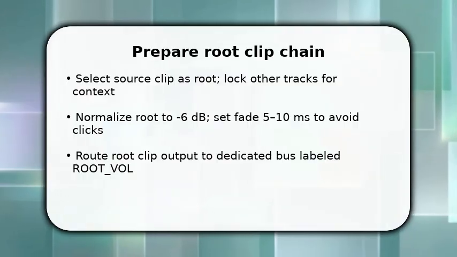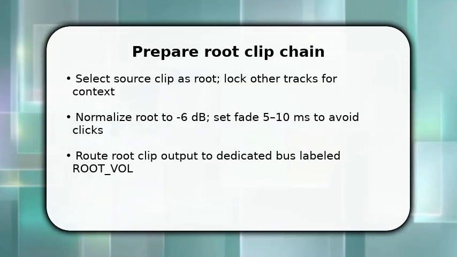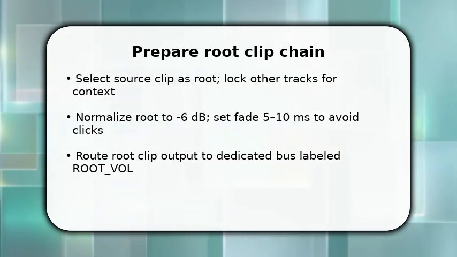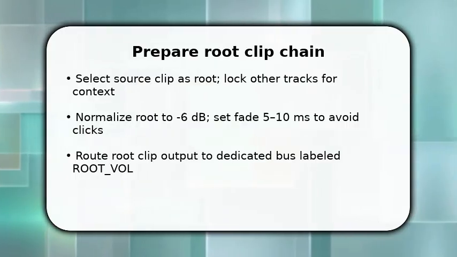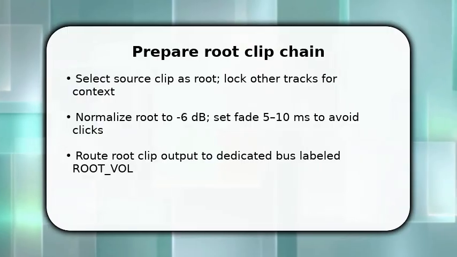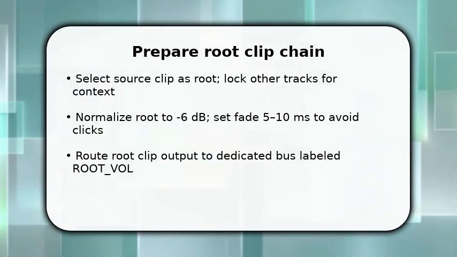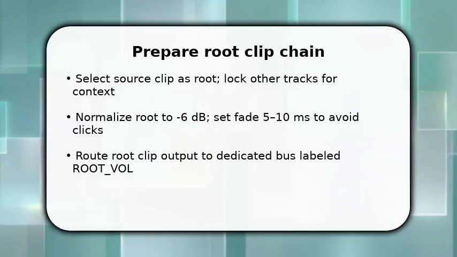You start by choosing one clip to act as the root because it will control perceived loudness across the mix. Normalize that root to about -6 dB and apply a tiny fade to remove transients. Once done, route its output to a dedicated bus named Root VOL so you can apply global gain and processing.